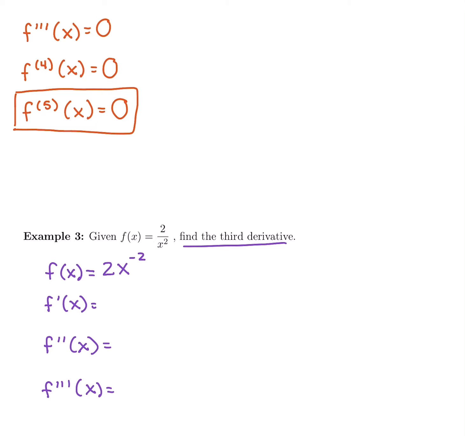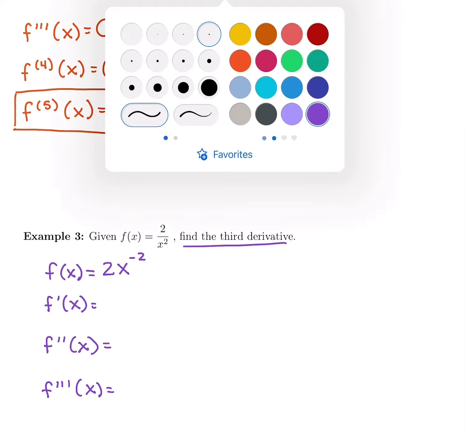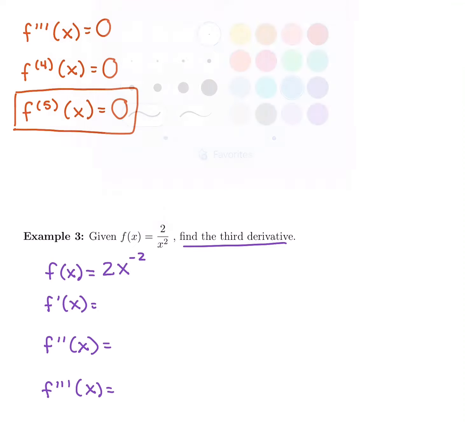We didn't bring down the power and subtract from the new power. So all we did was rewrite the original function. So be super careful. Don't call that the first derivative. That is f of x. But now we're ready to find f prime.